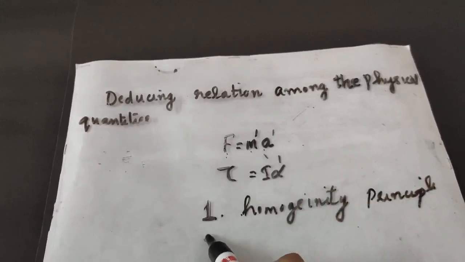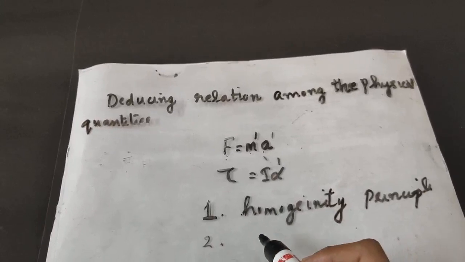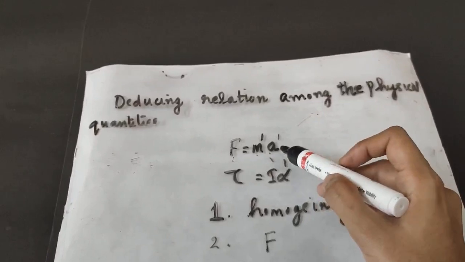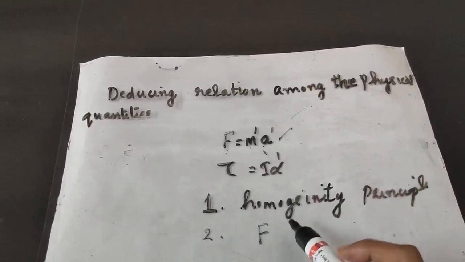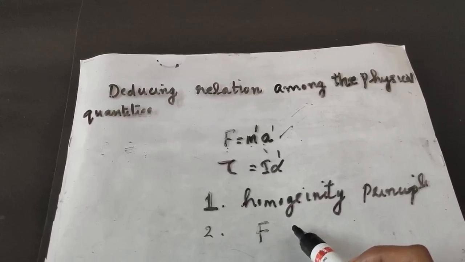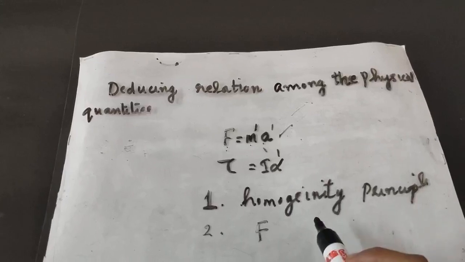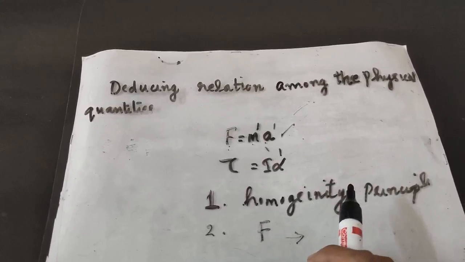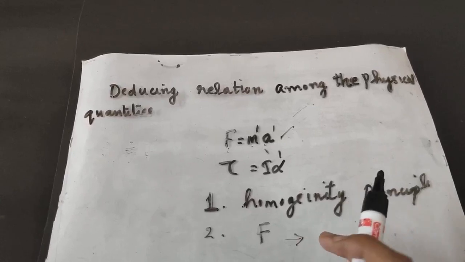Then the second one is, in order to deduce a relation for a physical quantity, suppose we want to find this relationship, we must know the factors on which this force F depends. Only then can we find that relation. This is very important. We must know the factors on which that quantity depends. So let us consider one example, then it will be more clear.